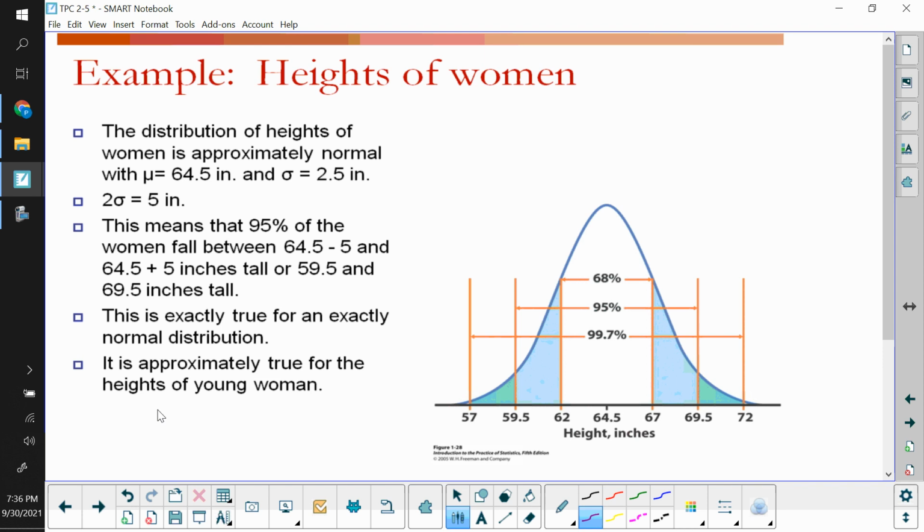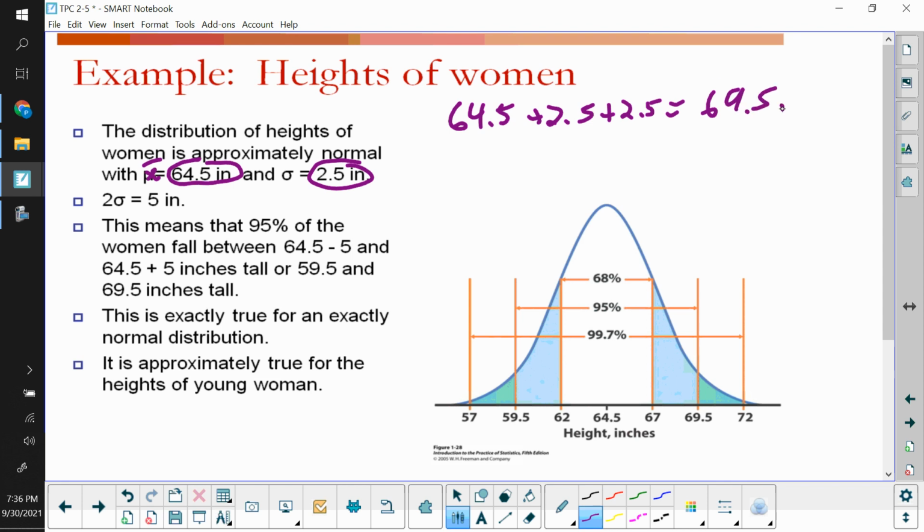So here's an example with women's heights. So this is really our mean here. They're saying our mean is 64.5 inches and our standard deviation is 2.5. So that means two standard deviations is 5. So if you do your 64.5 and you add 2.5 twice, that would give us 69.5 inches. And if you do your 64.5 and subtract 2.5 twice, that would give us 59.5 inches.